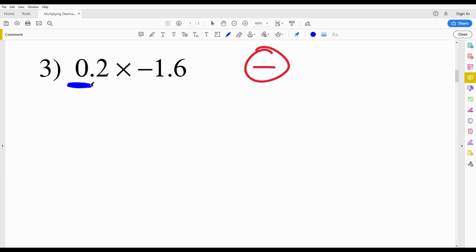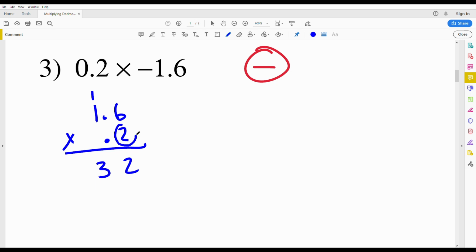I know this 0 is just a placeholder. So I'm going to do 1.6 times 0.2, except I'm going to write 0.2 as just 2. But I need to remember that it is a decimal. So I'll do 6 times 2, which is 12, carry my 1, and then 1 times 2, which is 2, plus 1 will get me 3. And because I only had 1 digit in the second number that was multiplied, I don't need to worry about having a placeholder 0 and then trying to multiply the rest. I can just do this in one fell swoop.